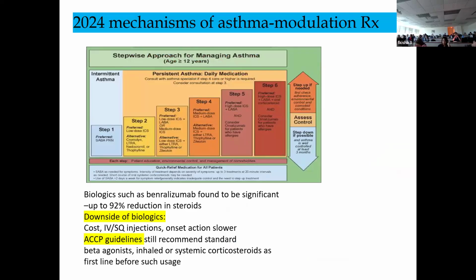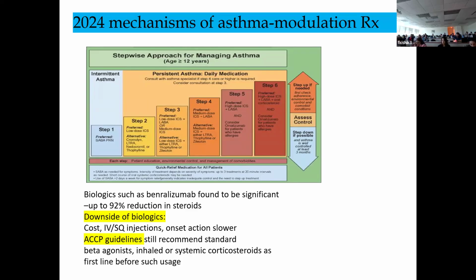Sorry about that. But now the stepwise mechanism of asthma treatment. It used to be SABA, LABA, ICS, but now they changed it. Now I don't know what they're teaching you now for the boards. Oh, it's still SABA, LABA, ICS. All right, cool. That's the easier way to remember it. Now they start with LABA and SABA. No, don't get confused.